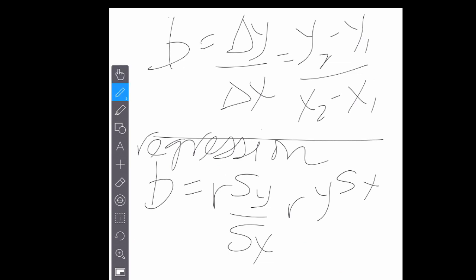When you're calculating the slope, r times sy over sx, remember y is on the top and x is on the bottom, okay? And you can remember the mnemonic, the term, I guess you would call it.